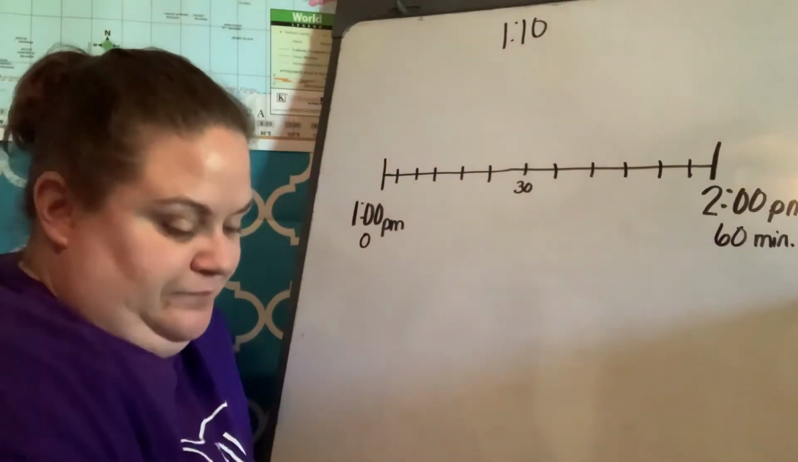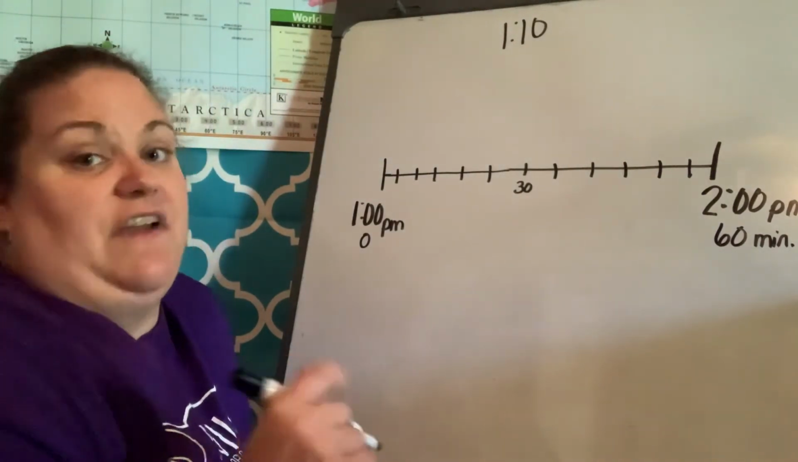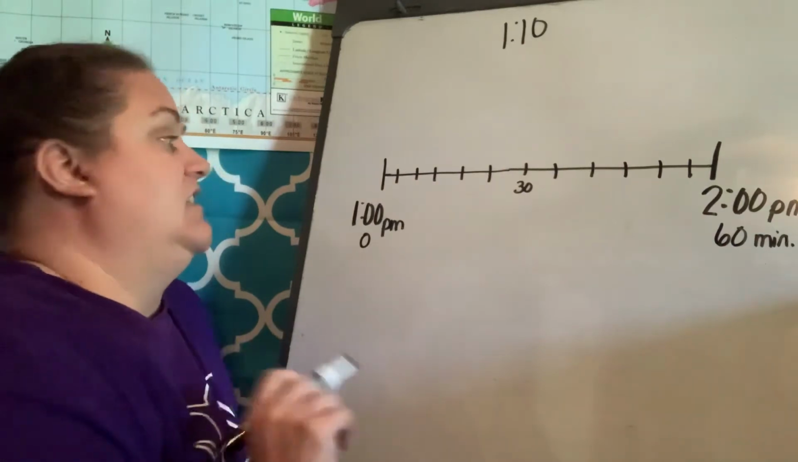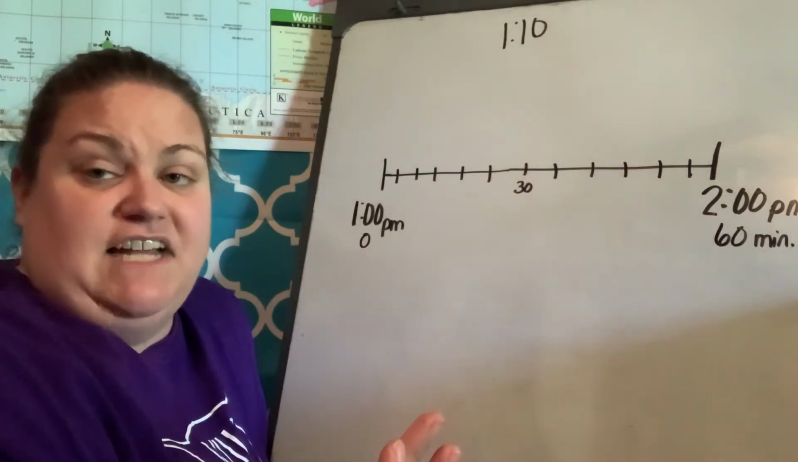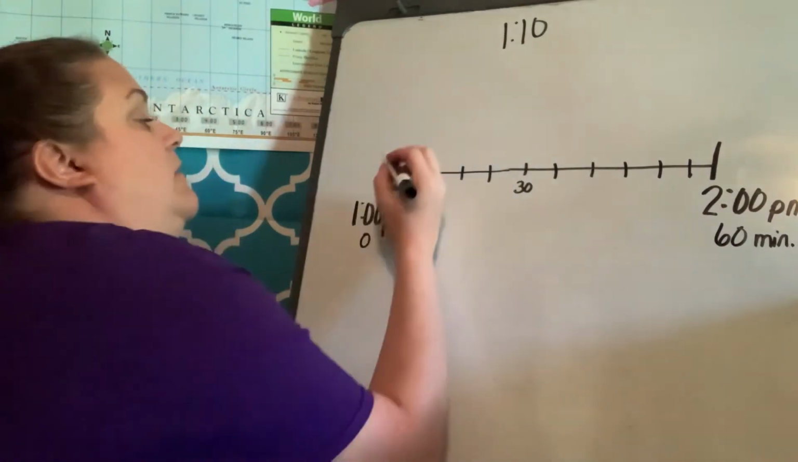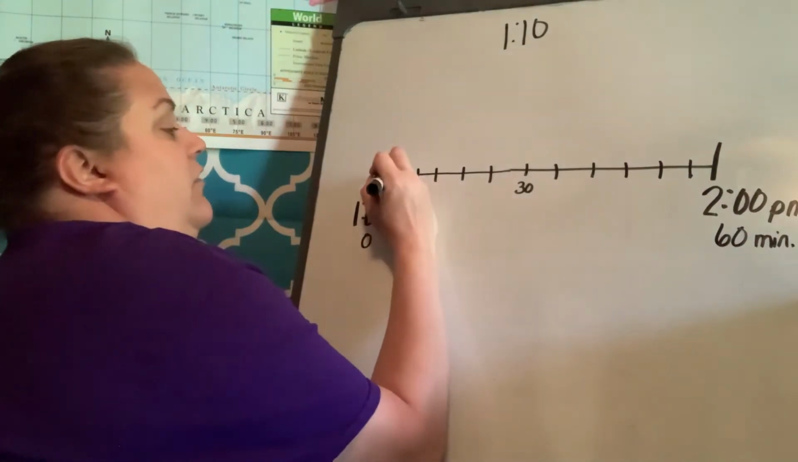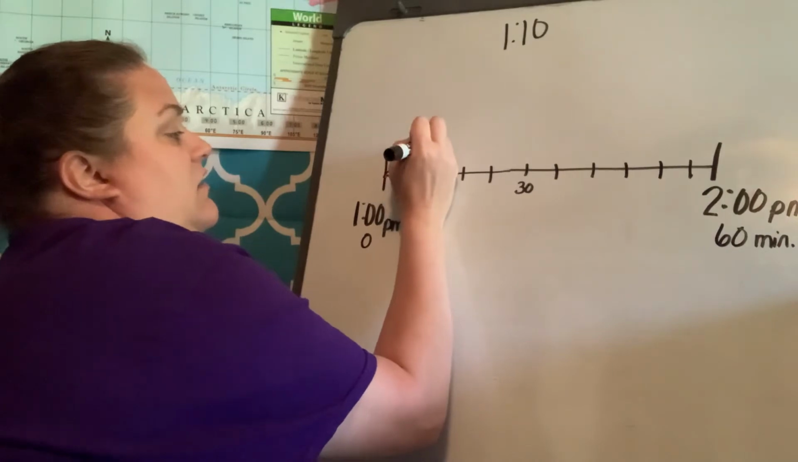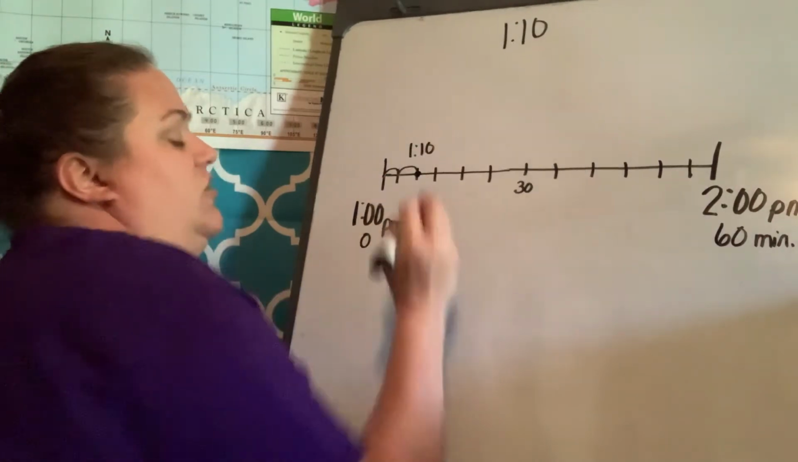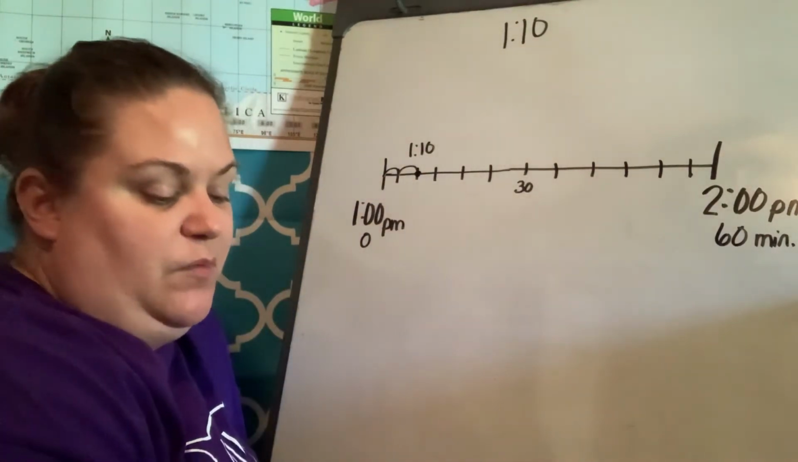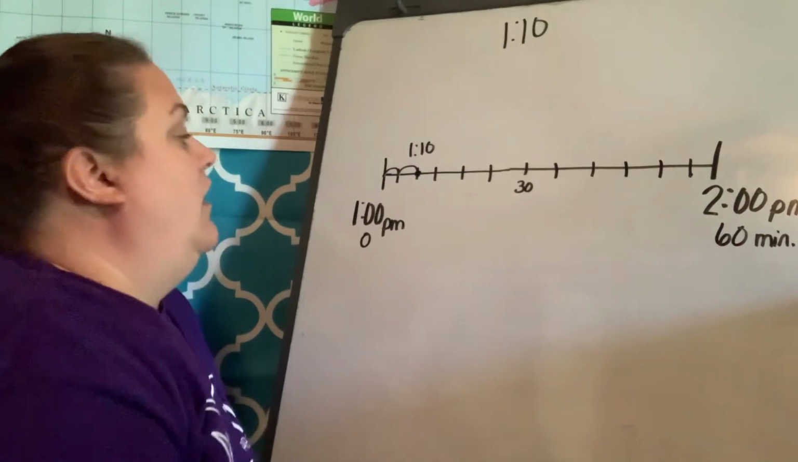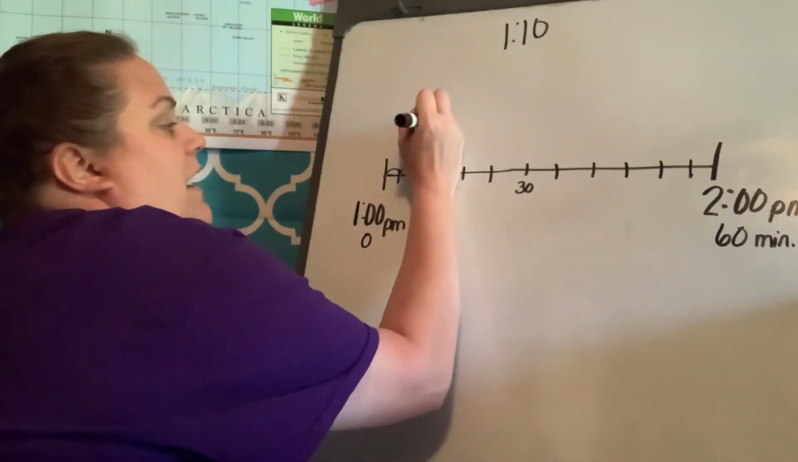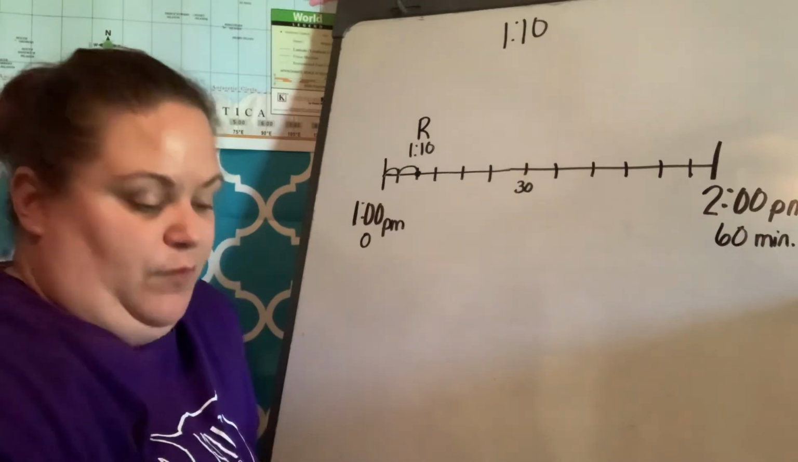So I'm going to need to find 1:10, which is the time we would have recess. So when we're counting time, we count by 5s. So this would be 5. This would be 10. So 1:10 would be at this location right there. So when we're counting time, we're doing 5 minutes at a time. So we're going to put a big R by this. So remember, that's when we have recess.